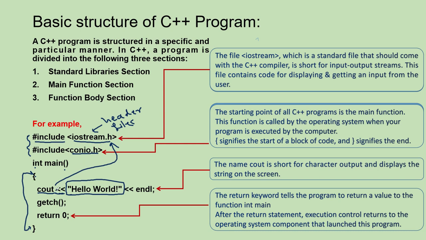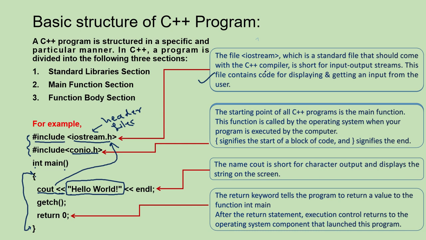Actually, this is defined in a header file, and that header file is iostream.h. It means if we want to make use of the cout function, then the cout function alone cannot work. The working of the cout function is present in iostream.h, so we have to include this file. If we see here in the description, the file iostream.h is a standard file that should come with the C++ compiler. This file must come because it is already defined.